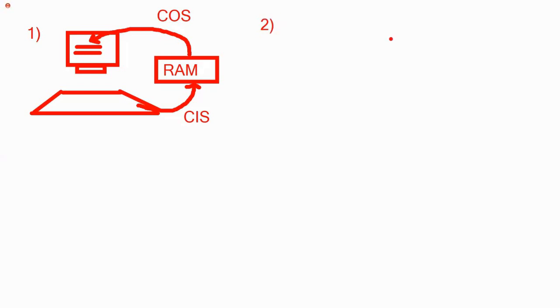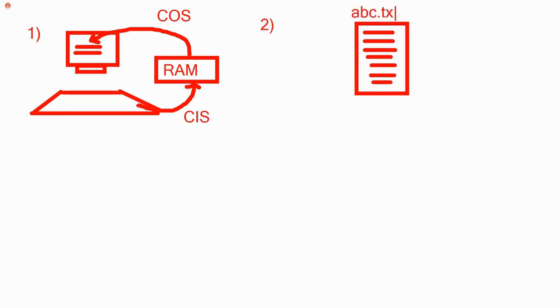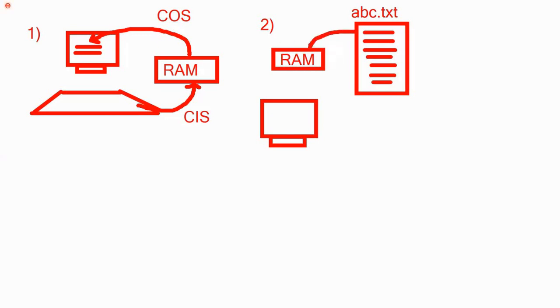Suppose second one. It is one file, abc.txt. This file's content I want to display on the monitor. First it comes to RAM. The file is in the hard disk. File to RAM is the file input stream. RAM to monitor is the console output stream.